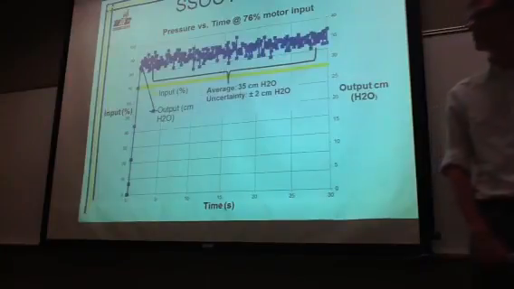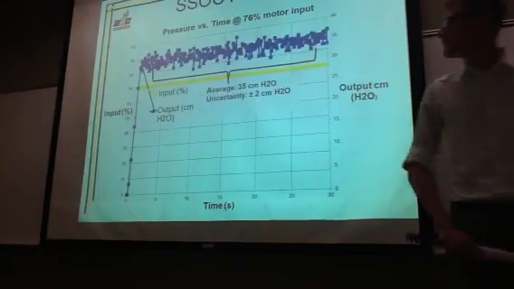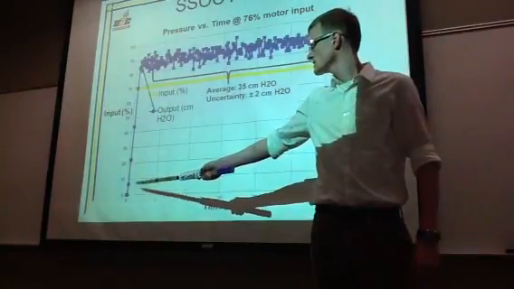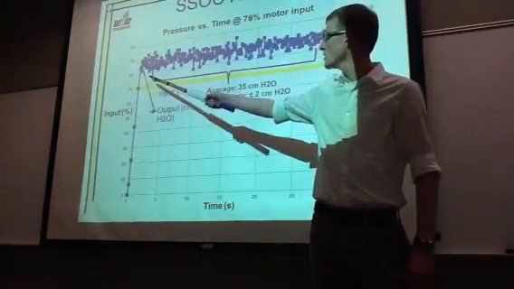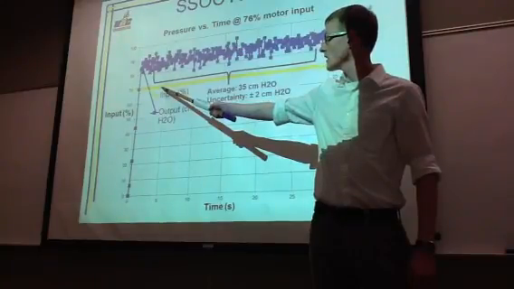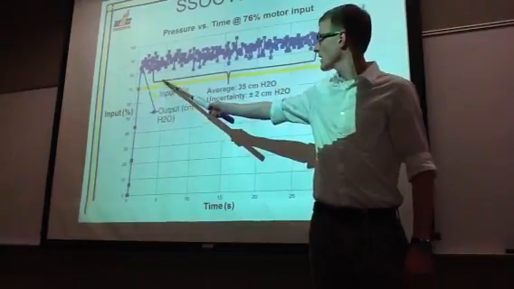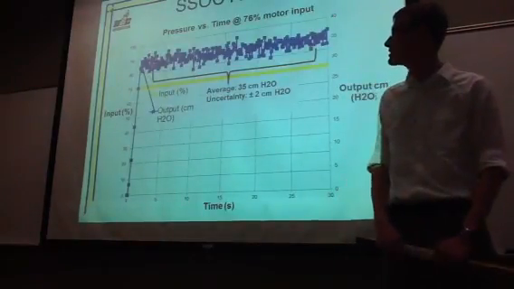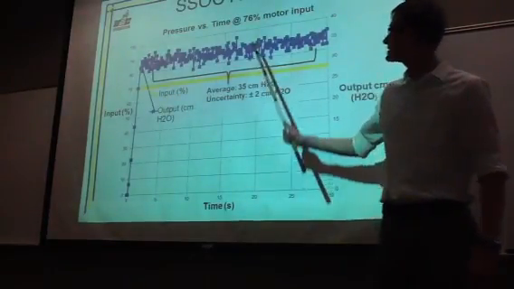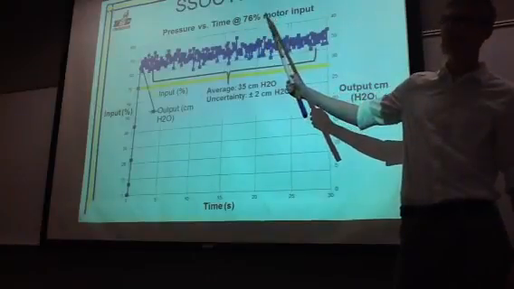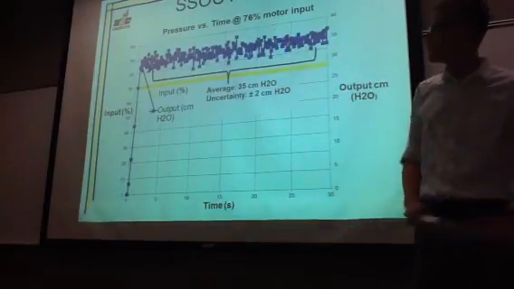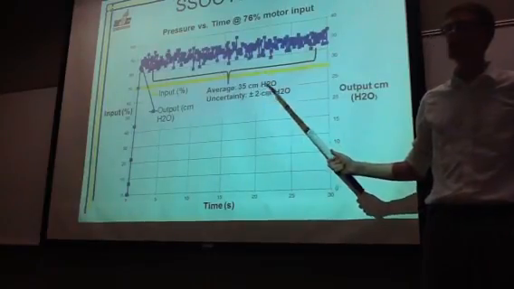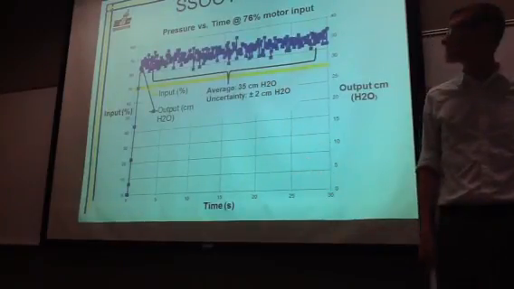Here are the results from our steady state operating curve. You can see that initially the motor was set to 70% of power, and then we ran the experiment for a total of 30 seconds to allow the system to reach the steady state. For this experiment, which was run at 76% motor input, we had an average output pressure of 35 centimeters of water with an uncertainty of plus or minus 2 centimeters of water.